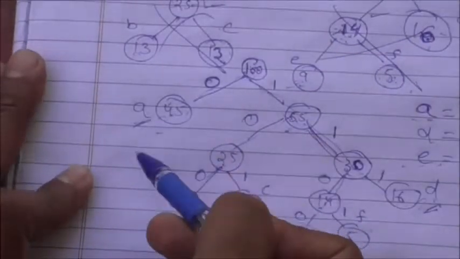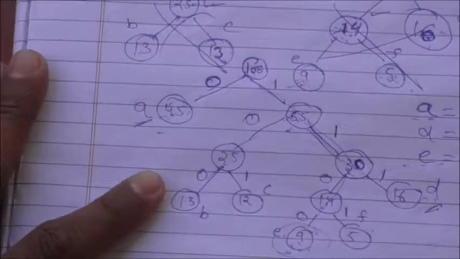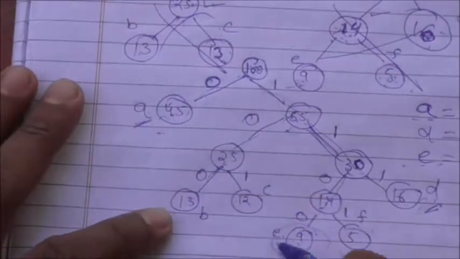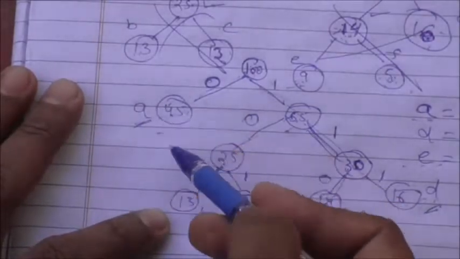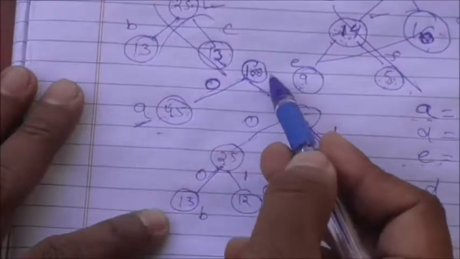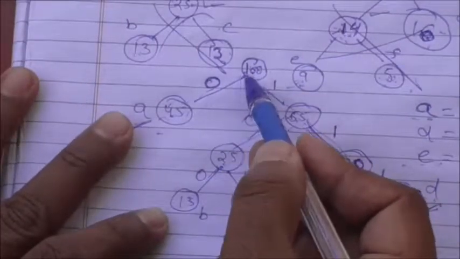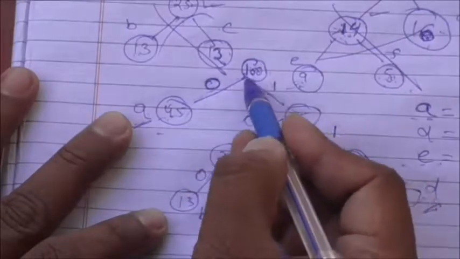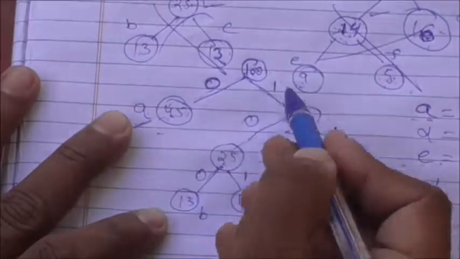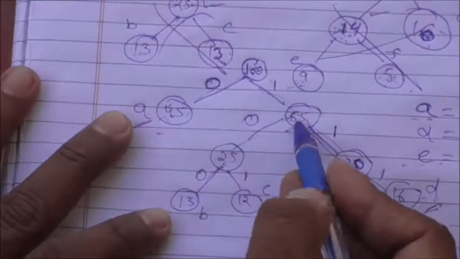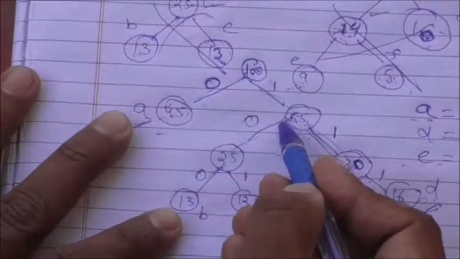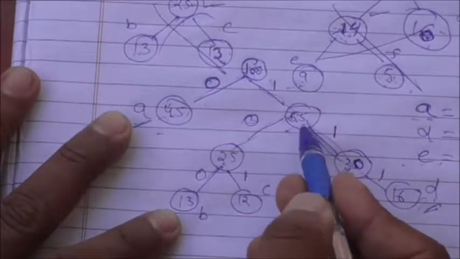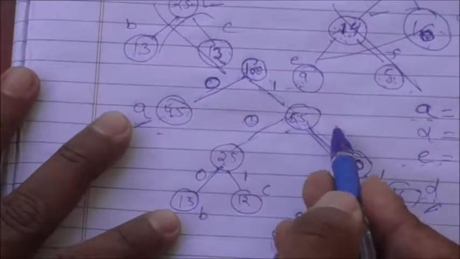So I have to generate codes for characters A, B, C, D, E and F. In this tree, all the characters are the leaf nodes, right? So I will start from the root node, right? And whenever I move to the left child, I will label the edge by 0, and whenever I move to the right child, I will label the edge by 1, right? So see this node, from here when I move to the left child, I will label the edge by 0. When I move to the right child, I will label the edge by 1.